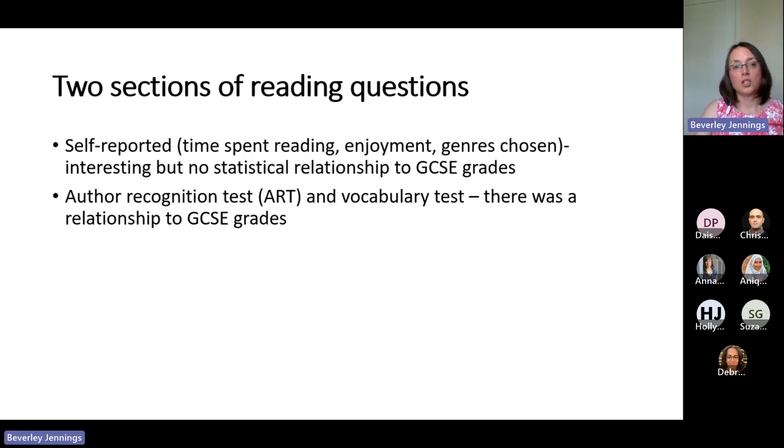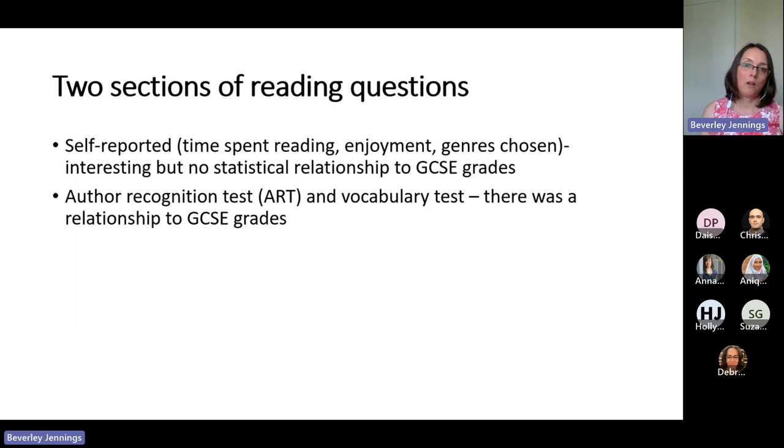So there were two sections of reading questions on the survey that students responded to. Lots that were self-reported, so I asked them about their time spent reading, how much they enjoyed reading compared to others, the types of genres that they chose to read, and all these were really interesting information. Well, for me as a teacher, it was really interesting to see what people read, but there were no statistical relationships with any of those self-reported measures and the GCSE grades that respondents said that they had attained.